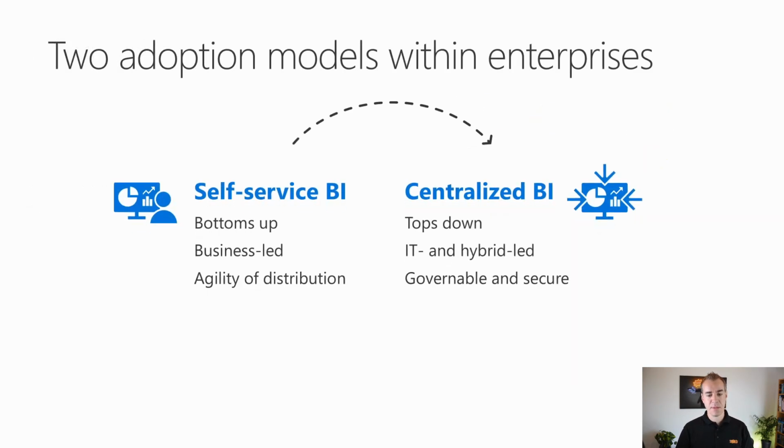So the biggest thing that we really want to talk about quickly here today is that what we see a lot is there's two adoption models within enterprises. We see self-service BI, bottoms up, business-led, agility of distribution, so really no IT is going to be there. And there's centralized IT, so it's top down, where the CTO decides, okay, I want to be able to roll out Power BI to my whole organization. It is IT and hybrid led, and it's governable, and it needs to be governable and secure. It needs to be made governable and secure.